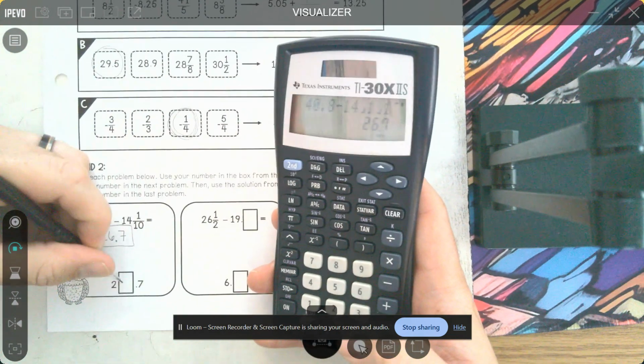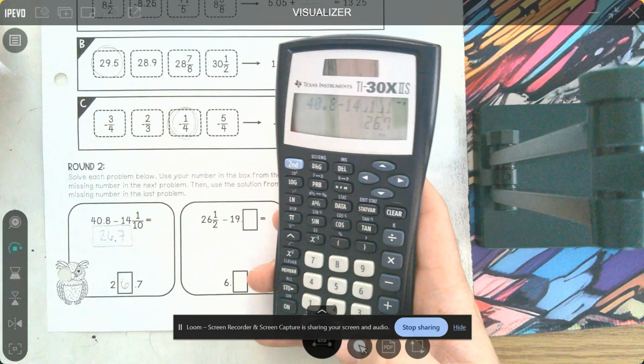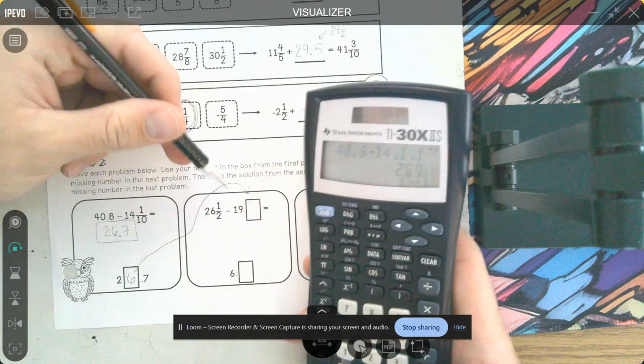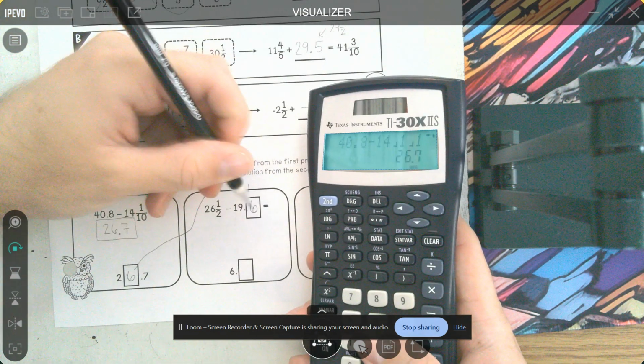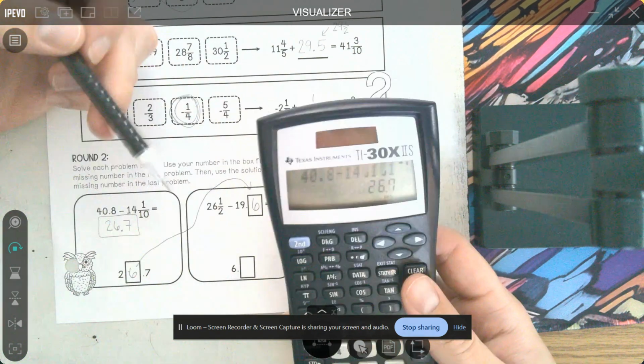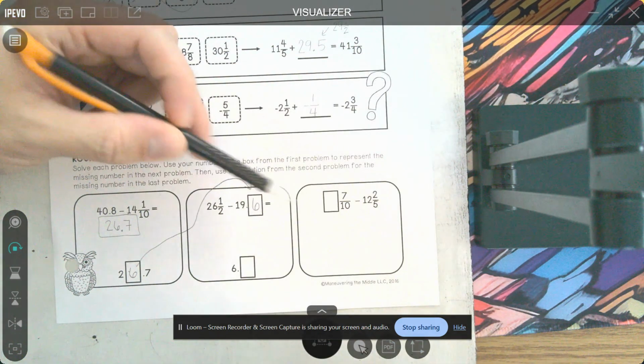So what number would go here in this box? Oh, it would be a 6. So that 6 goes right there. Now you have to use that number to find the answer to this box. Go ahead and pause the video. I want you to find the answers to these next 2 boxes.